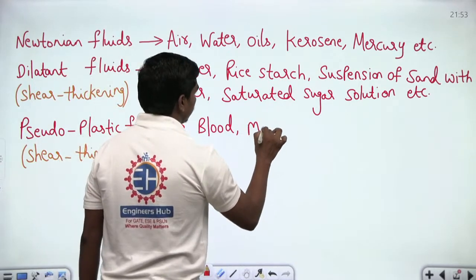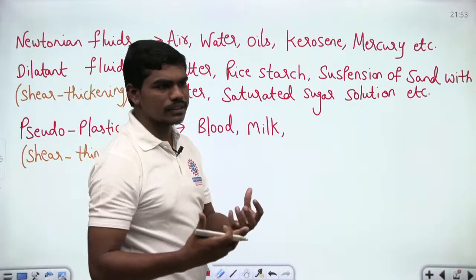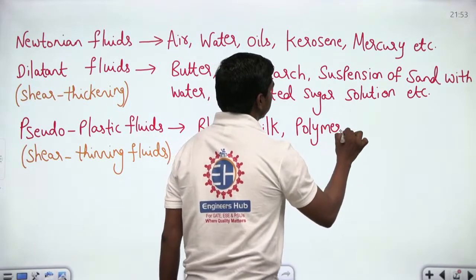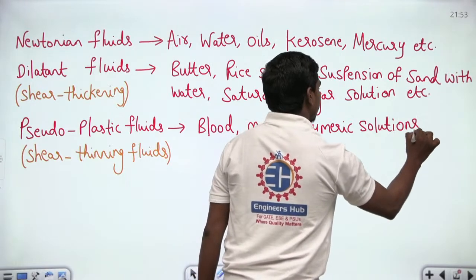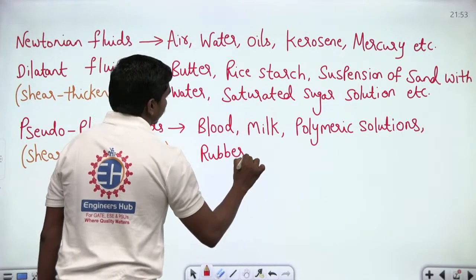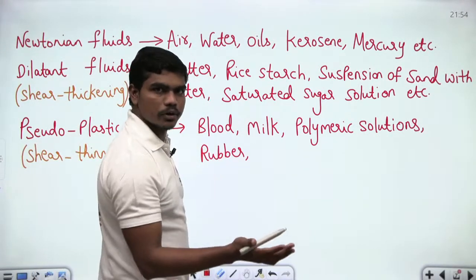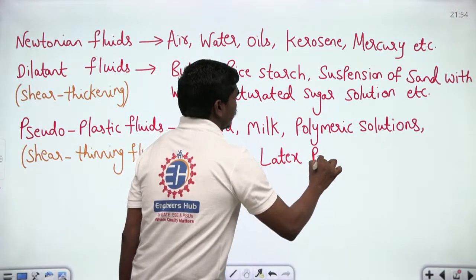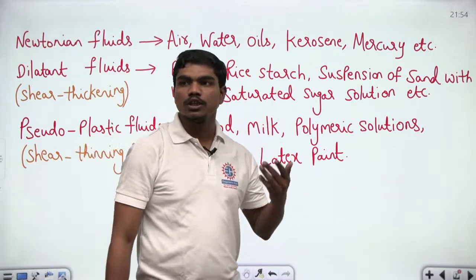And of course milk, and some polymeric solutions. Generally, polymeric solutions are organic solutions, so they come under this category. After polymeric solutions, you can also write rubber. Rubber in liquid state behaves as a pseudoplastic fluid. And one last example that you can always write here is latex paint. So these are the fluids which generally behave as pseudoplastic fluids.